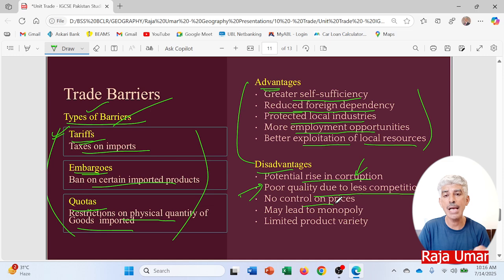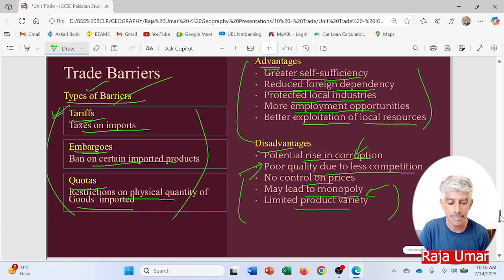No control on prices, as if the local products are being made over here, there would be minimum control over the prices of these products within the country. May lead to monopoly, as whenever there is no competition and only one product is available, and that is the locally made product, that would be creating a monopoly, as people would not have any choice. Limited product variety, linked with the other one, people would have no variety available.